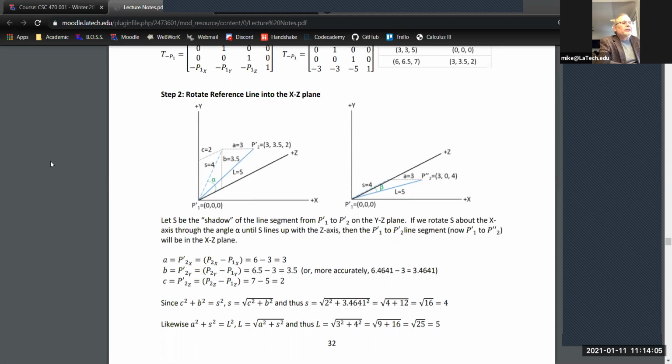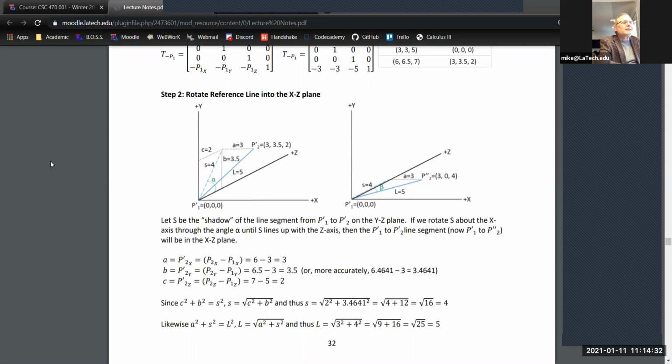Okay, so if you think about that shadow S, it's going to have a length. What is that length? Well, we can calculate it because to get the length of S, we need B and we need C, because C is the distance in Z, that's 2, and B is the distance in Y, that's 3.5.